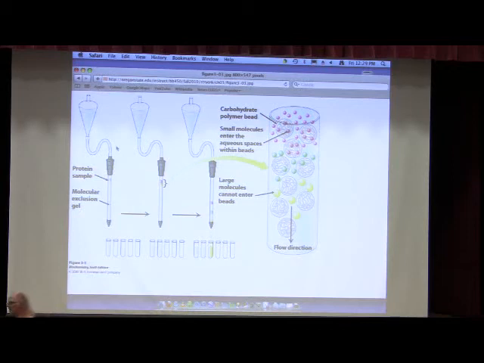So if you now apply a mixture of proteins to this, some of the proteins are going to be small enough, they will fit into the little tunnels. Some will maybe have a little trouble getting into the tunnels, and some aren't going to fit at all.